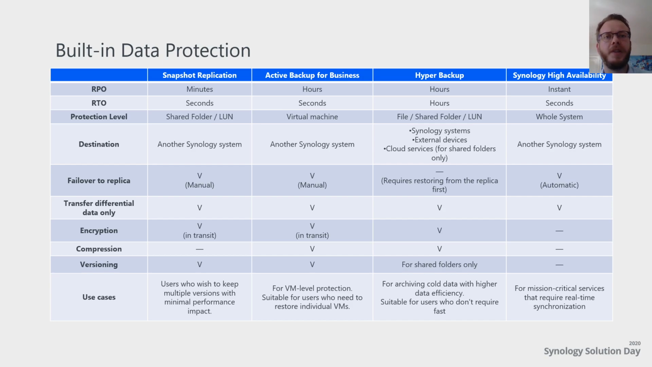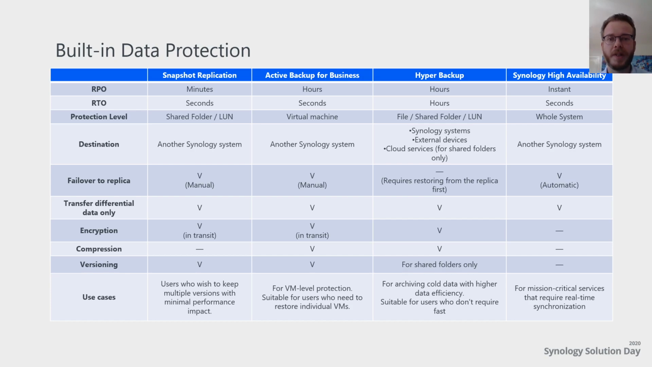This is if you want to make sure you back up your virtual machine entirely as it is, or your virtual server as it is. Active Backup for Business allows you to create a backup of a virtual machine individually and restore it when needed. Hyper Backup also allows you to create a backup of a shared folder or of a LUN. But to use Hyper Backup, you need to make sure you have a second Synology NAS available as backup target. And Synology High Availability allows you to secure your entire infrastructure on hardware level. That means if anything would happen to your hardware device, the passive server automatically takes over, so you will not suffer from any downtime. So it's for mission critical data deployments.